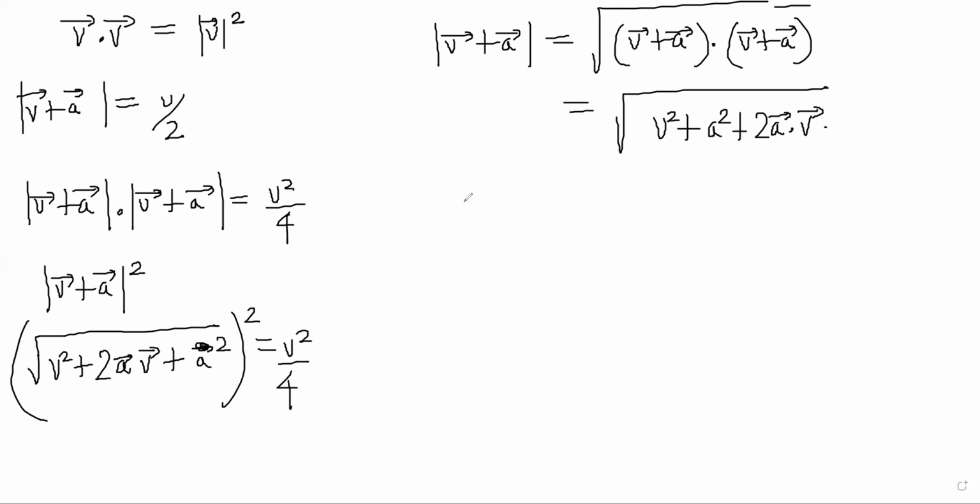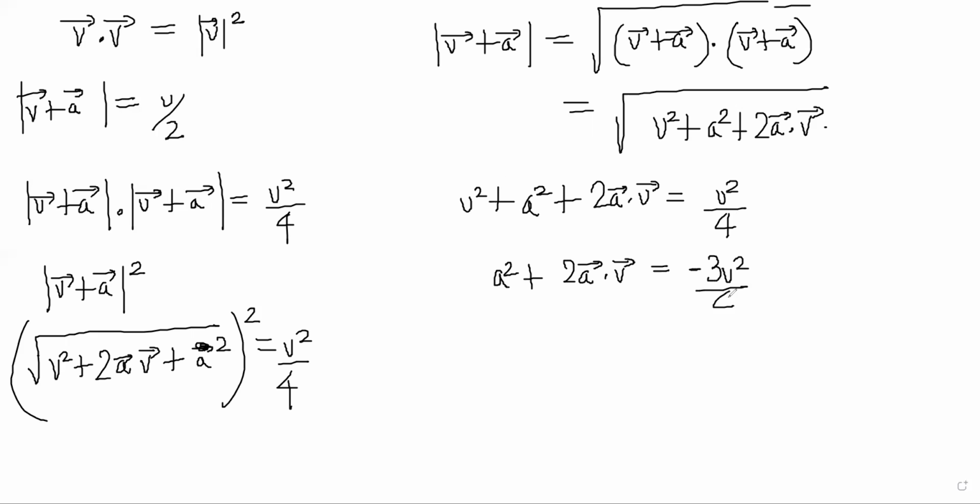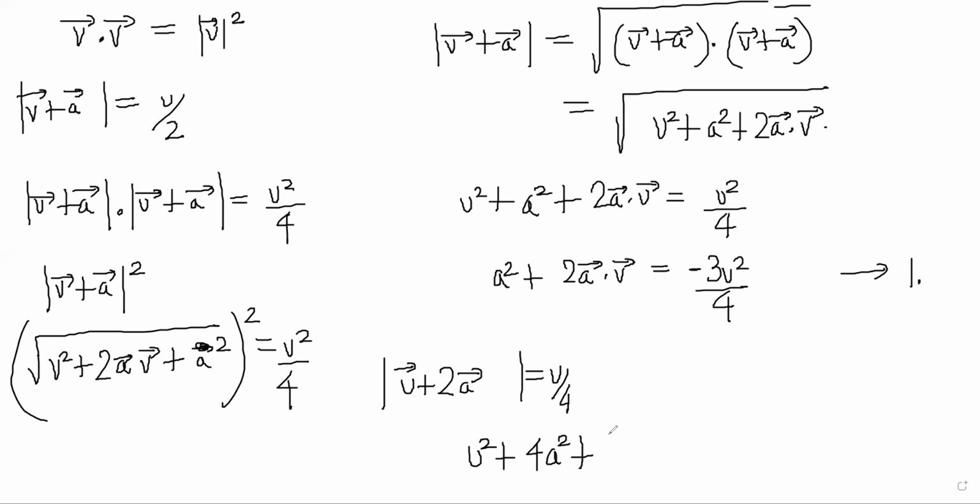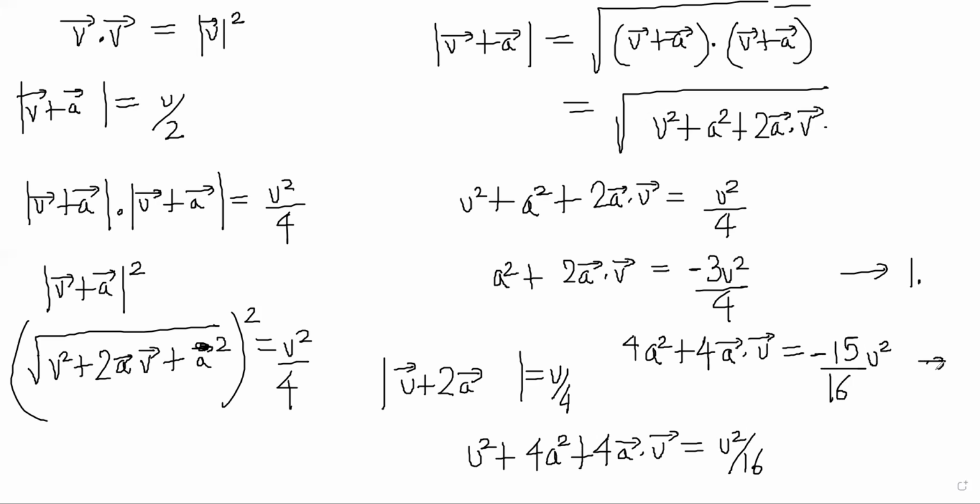So in this case, our equation becomes v square plus a square plus 2a dot v is equal to v square by 4. The equation is a square plus 2a dot v is equal to minus 3v square by 4. This is my first equation. The second equation will come when you simplify mod of v plus 2a is equal to v by 4. Again, squaring it in a similar fashion, you will get v square plus 4a square plus 4a dot v is equal to v square by 16. You can simplify this a little bit and you get the equation 4a square plus 4a dot v is equal to minus 15 by 16 v square. This is your second equation.